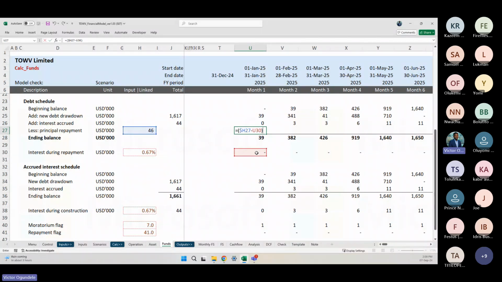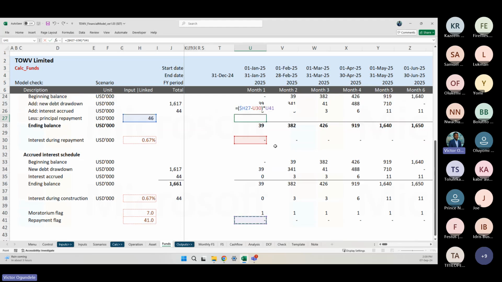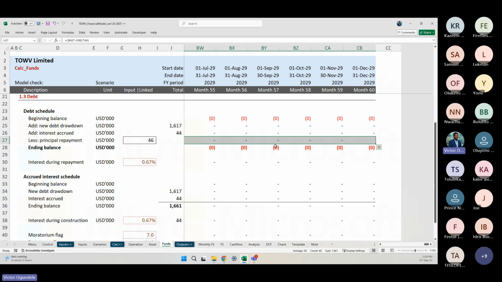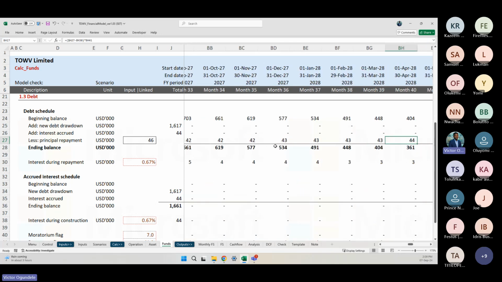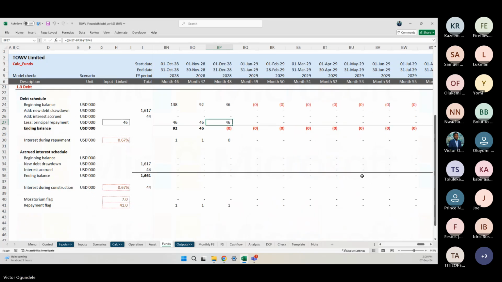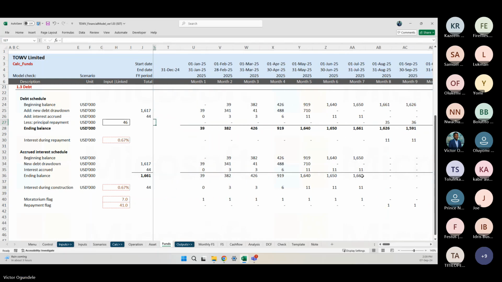Then multiply by our repayment flag, so that it starts repaying when the repayment starts. Press enter and drag that across, and take a look at what you have at the end of your repayment. Let me see if the main function will work.